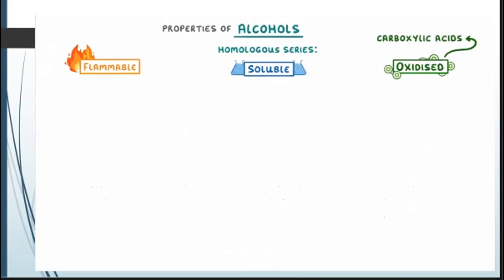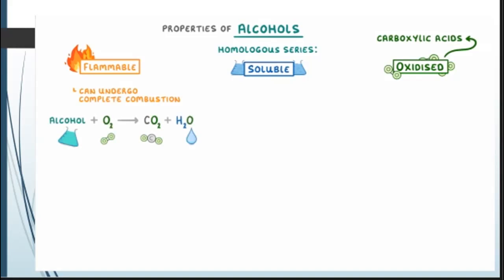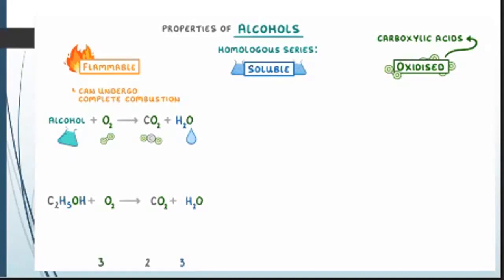Let's start with their flammability. All this really means is that they can undergo complete combustion in air, which is where they react with oxygen to form carbon dioxide and water. If you need to write one of these equations yourself, just write your alcohol, like ethanol, plus O2 goes to form carbon dioxide plus H2O. And then once you've got all of this down, you can just balance it like you would with any other equation.